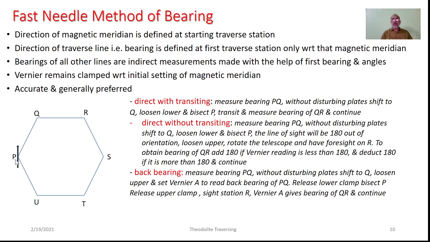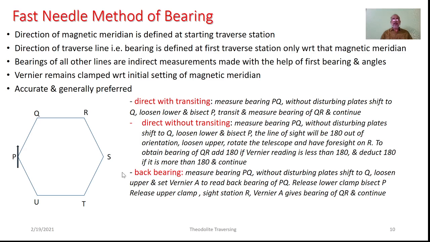Again, we bisect the station P. Here the line of sight will be 180 degrees out of the orientation. Here we loosen the upper plate, rotate the telescope, and take the foresight on station R. To obtain the bearing of QR, we add 180 degrees if the vernier reading is less than 180 degrees, or we deduct 180 degrees if it is more than 180 degrees. The same operation can be continued as we move to R, S, T, etc.